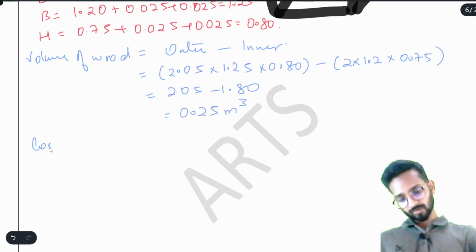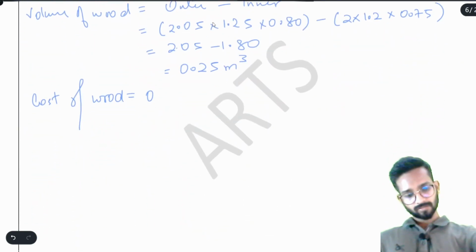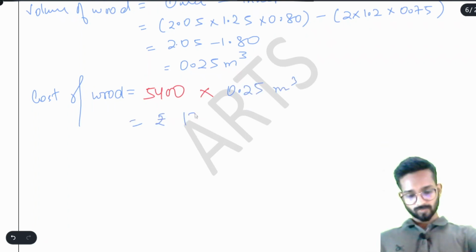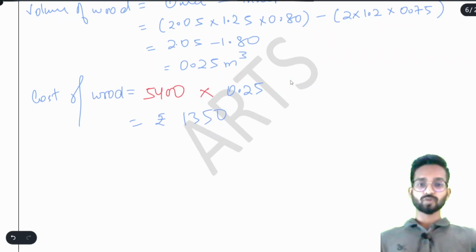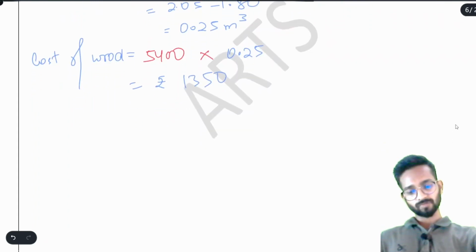Okay. Now, the cost of wood was 5,400 per meter cube, so 5400 multiplied by 0.25 meter cube gives rupees 1350. No need to put the unit while calculating. You are supposed to put the unit at the end of the answer. It won't become wrong otherwise, but the unit at the end of the answer is compulsory. Do not forget that. So the cost of wood used will be 1350.